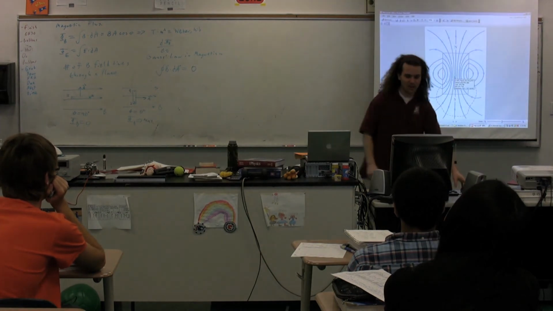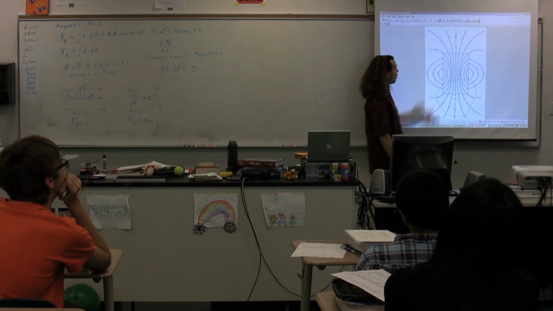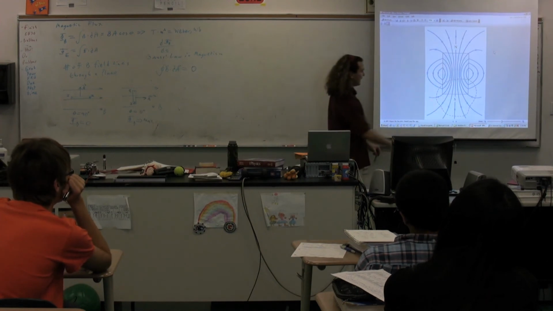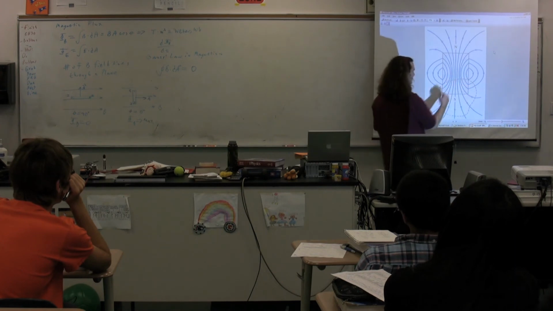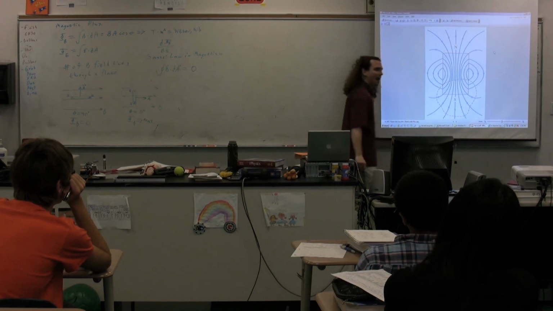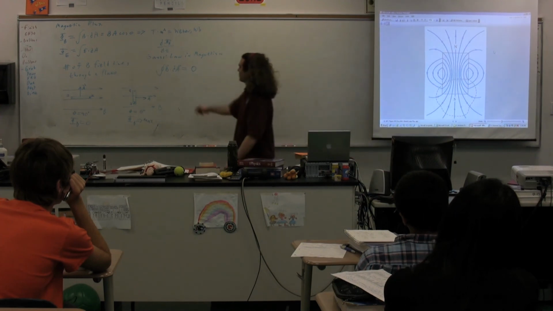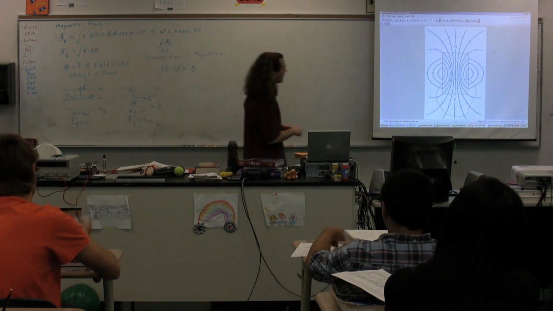Let's see. Here is a visual. The magnetic fields are always in loops. So if we draw an Amperian surface, I'm sorry, a Gaussian surface, every magnetic field line that goes in will also go out of that surface. Hence, the magnetic flux for a closed surface will always add up to zero.